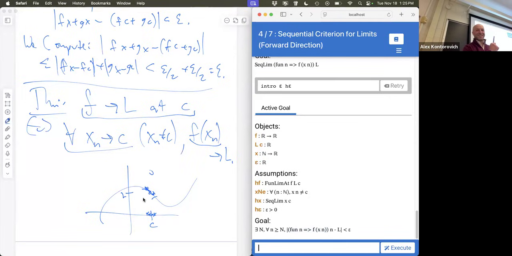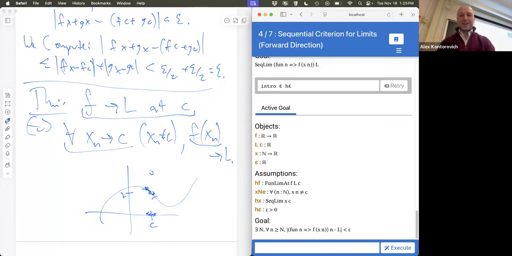Jeffrey. Get a delta value for like HF. Exactly. Specialize those. Exactly right. For that epsilon, for that same epsilon, HF says if the x_n's are within delta of c, then f of x_n's will be within epsilon of L.